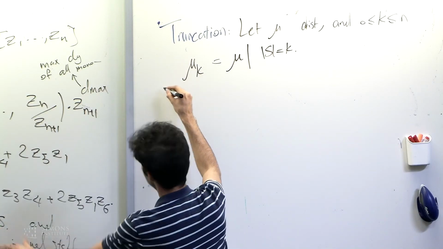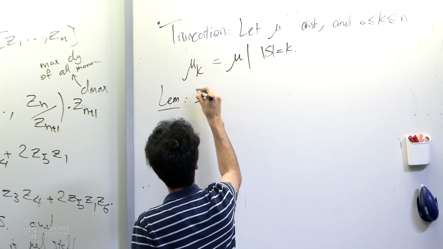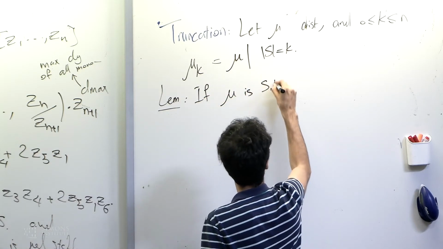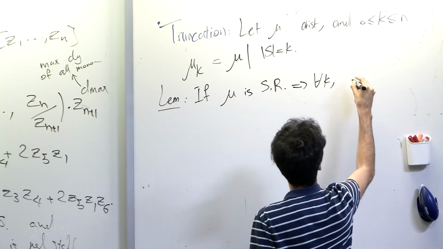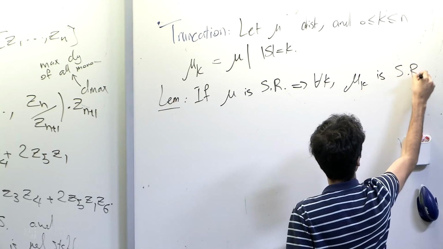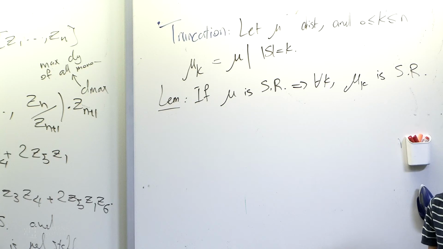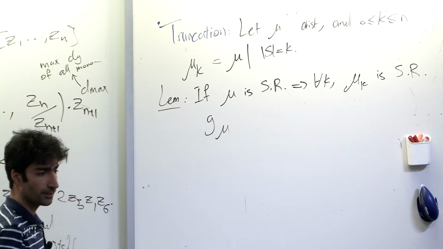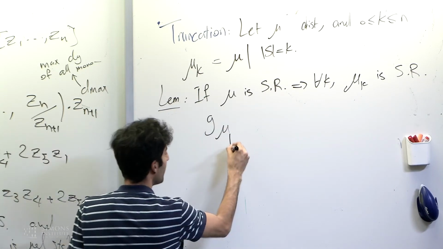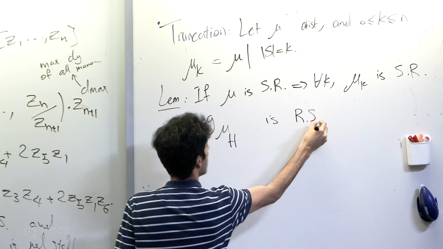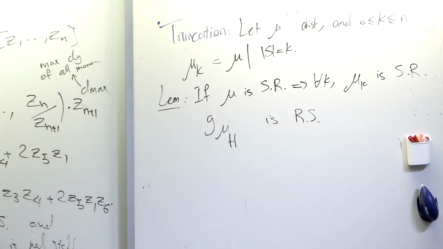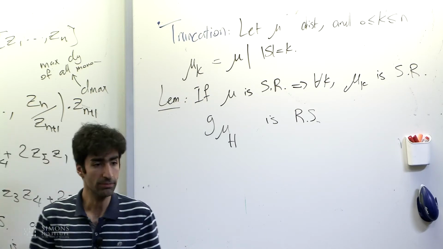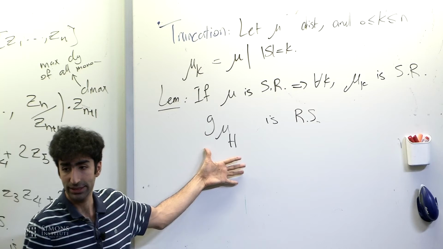And now you can use this to prove that if mu is strong Rayleigh, then for all k, mu k is strong Rayleigh. How to prove this? You again need to use the closure properties of real stable polynomials. So if mu is strong Rayleigh, G mu is real stable. Now I can homogenize it, so G mu of H is real stable. Remember that because I have a distribution, the coefficients of G mu are non-negative, so I can apply this theorem, and the homogeneous polynomial is still real stable.